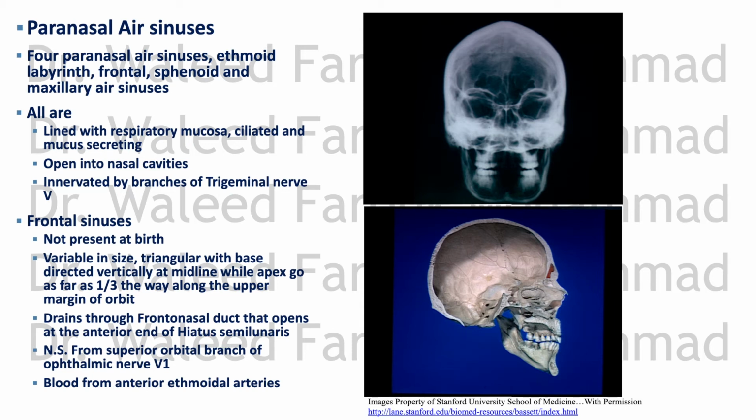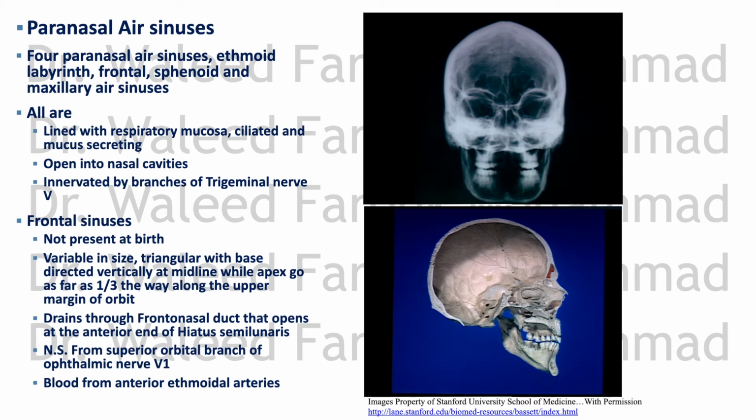There are four paranasal air sinuses on each side. We have frontal, ethmoid labyrinth, sphenoid, and maxillary air sinuses. All these sinuses are characterized by being lined by respiratory epithelium, which is pseudo-stratified columnar ciliated epithelium, and they all open into the nasal cavity, and they are innervated by branches of the trigeminal nerve.